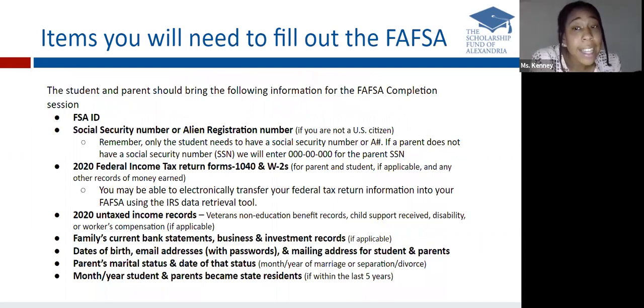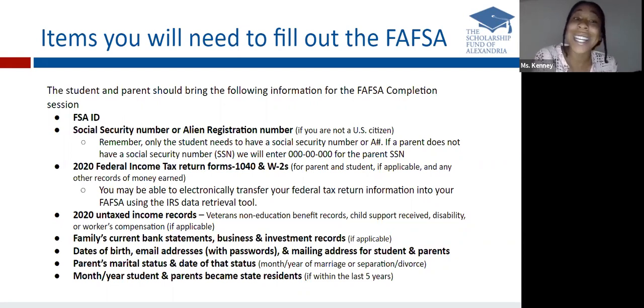So in order to complete the FAFSA, you will need your FSA ID from both student and parent. You will need a social security number or alien registration number if you're not a US citizen. But please remember that only the student needs to have a social security number or an alien registration number. If a parent does not have a social security number, we will enter in 000-000-000 for the parent social security number.